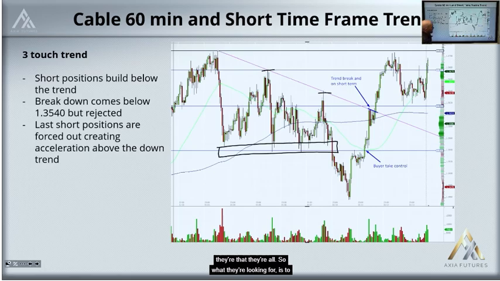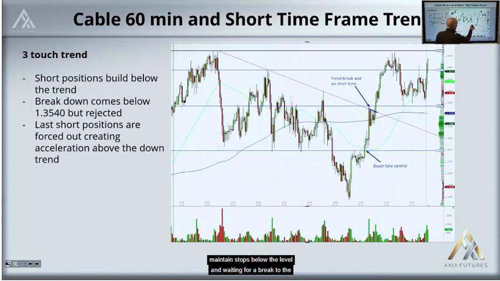They're getting no continuation in the moves that they're on. So what they're looking for is to maintain stops below the level and wait for a break to the downside, which they get. So now you've got a situation where many of these shorts are going to be getting paid here. This is the acceleration away from trend that they're looking for. They're looking for that sort of drive down, and that can be the point where people are going to get paid. However, we now get a clue for a trend break, because now that you've got this acceleration, we don't get continuation. So you get this drive down, bounce back up, and we get back through this support zone. And we're going to look at a similar trade to this in the euro in a little while as well.